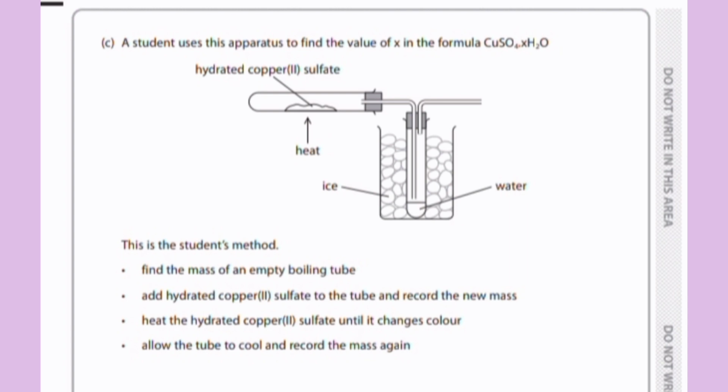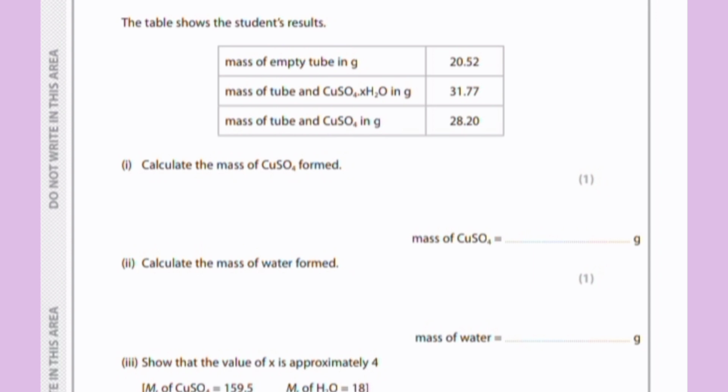This is the student's method. Find the mass of an empty boiling tube. Add hydrated copper 2 sulfate to the tube and record the new mass. Heat the hydrated copper 2 sulfate until it changes color. Allow the tube to cool and record the mass again. The table shows the students' results.